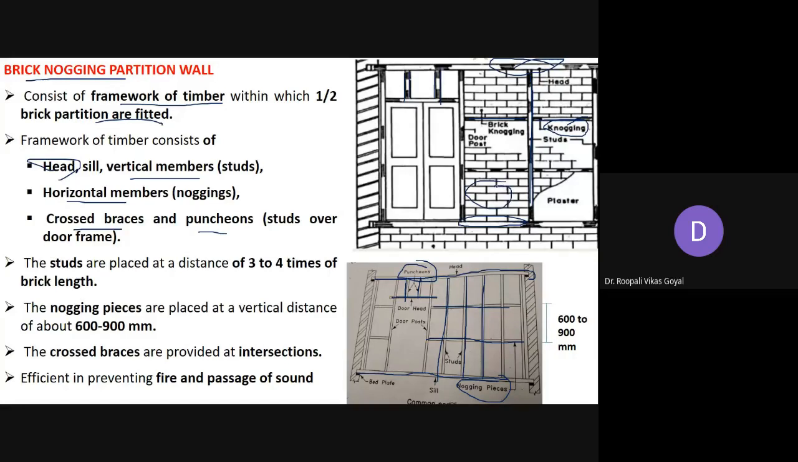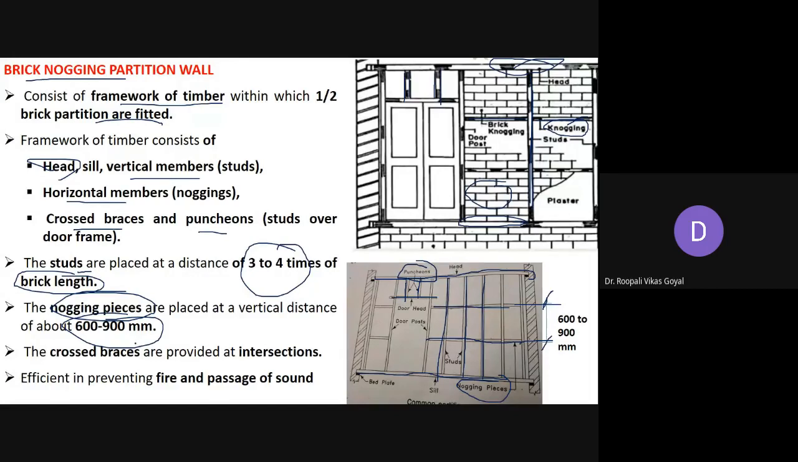Okay. So basically these studs are placed at a distance of 3 to 4 times the brick length. Whatever your brick length is, you can place the vertical members at 3 to 4 times that distance, because we have to insert the brick lengthwise here. Okay, so 3 to 4 times the length of the brick, accordingly you can have that distance between the studs. And these noggin pieces are placed at a vertical distance of 600 to 900 mm. So here it is shown, the vertical distance between the two noggin pieces. It may be 600 to 900 mm.